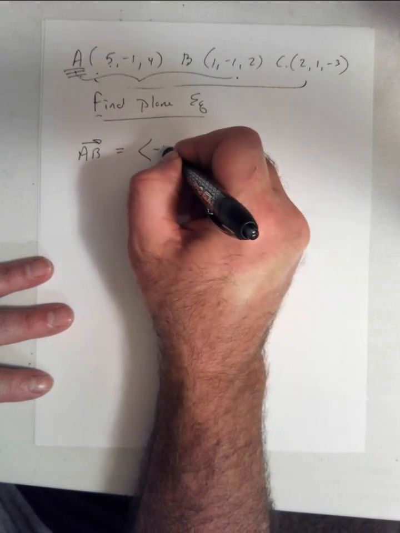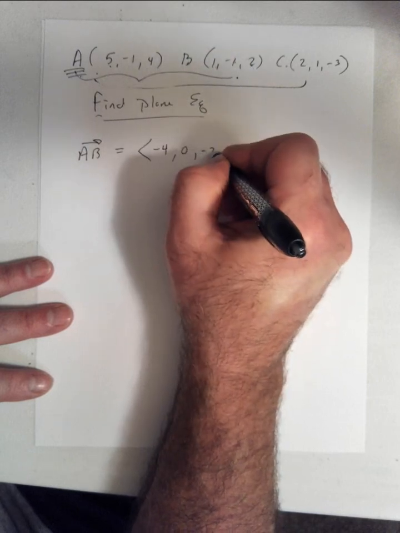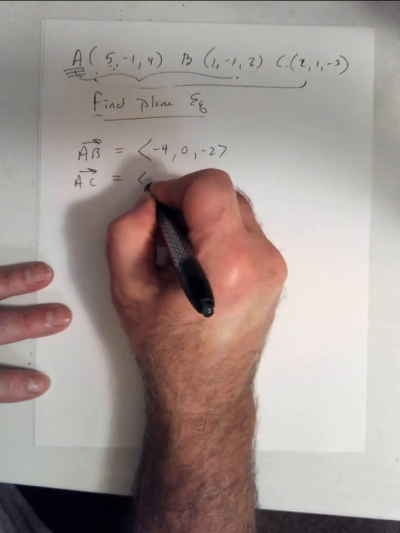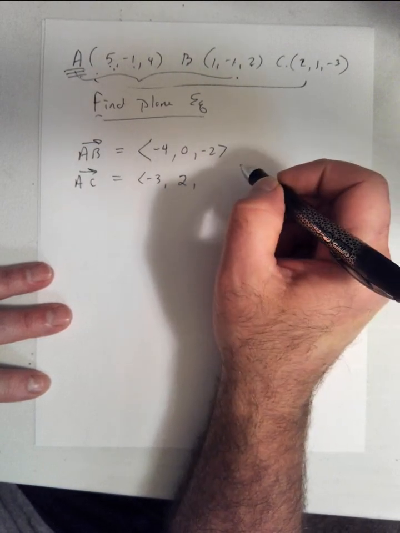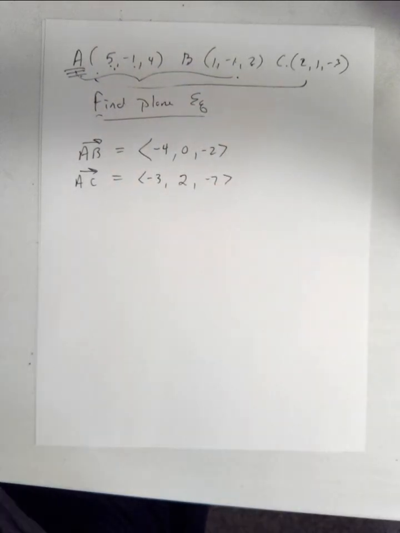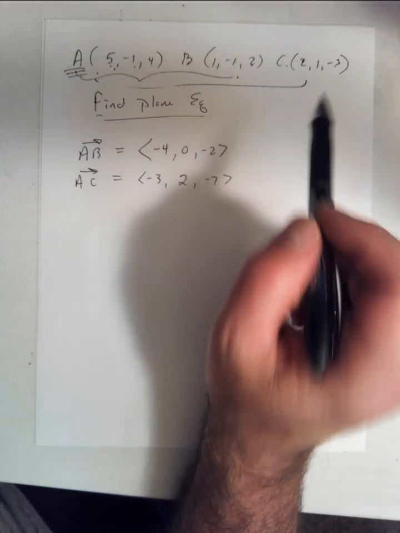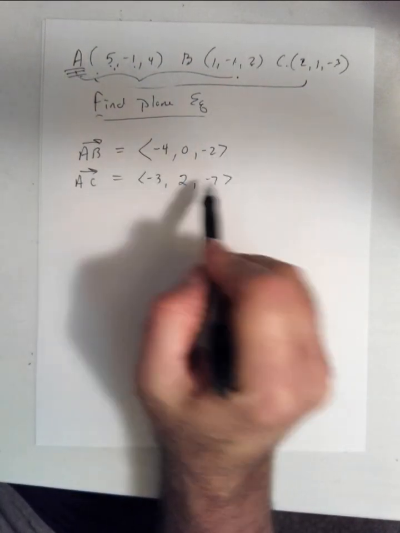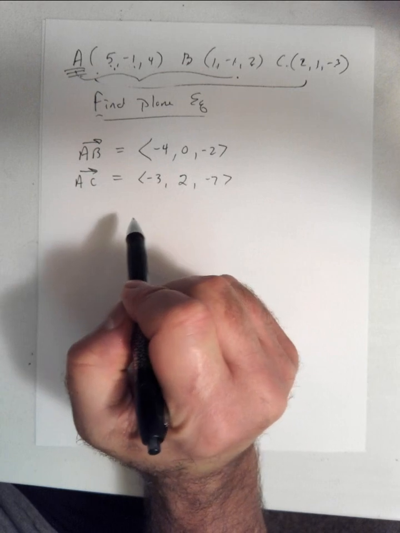So 1 minus 5 is negative 4. Negative 1 minus 1 is 0. And 2 minus 4 is negative 2. And then AC. 2 minus 5 is negative 3. 1 minus negative 1 is 2. And then negative 3 minus 4 is negative 7. Alright, so now I have translated these, right? So I did not change the plane that they were in. I'm just sliding them around. But I moved them to initial point being at the origin now, and I have vector components. So now I've got two vectors that are intersecting in that plane, which is important. So that sort of identifies the plane that they're in.